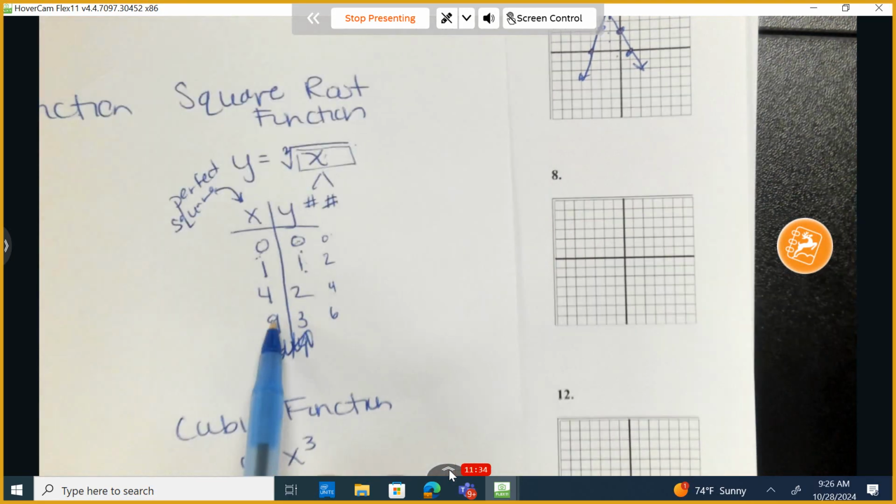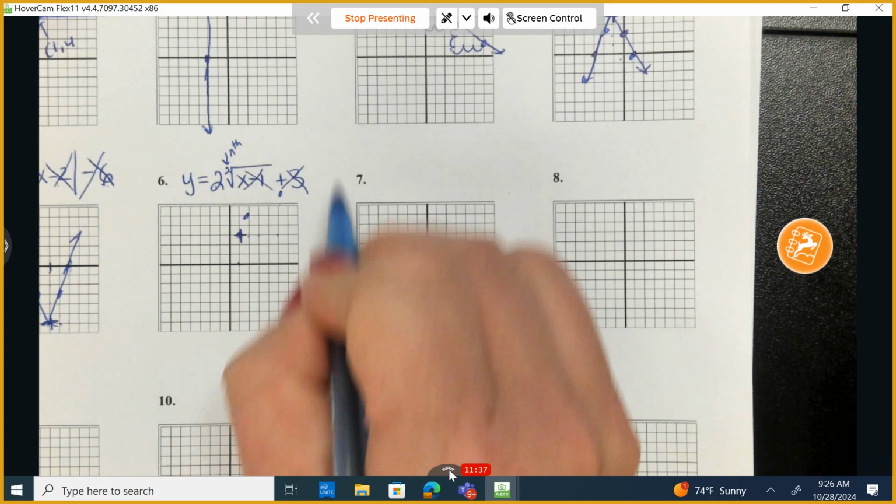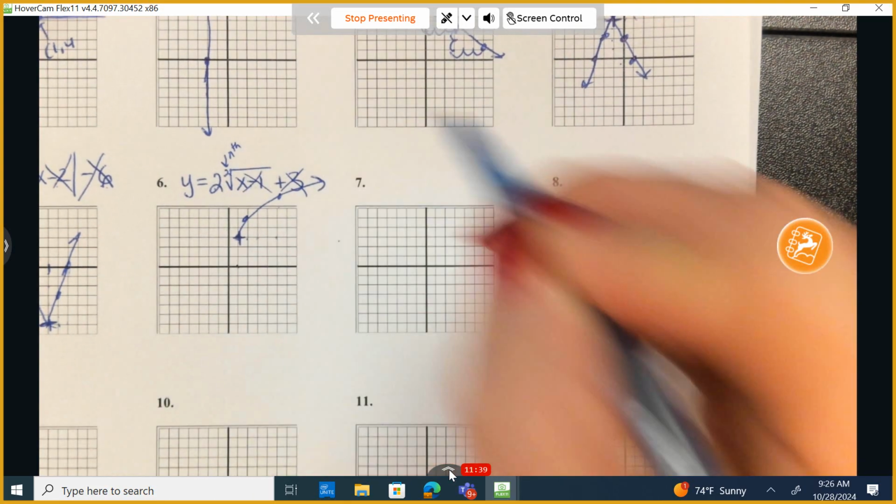And I can see I should go 9 to the right and 6 up, but 9 to the right is going to be way off the graph. So this gives me an idea of what this looks like.